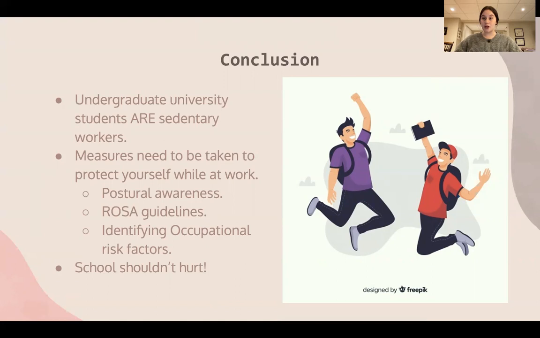So the last thing I want you to know is that school shouldn't hurt. So if you're finding when you're doing your schoolwork, you're experiencing a good bit of pain, look at the way that you're sitting, standing, your office workstation design, and challenge those elements and try and improve them for yourself, as you definitely can with these tips.